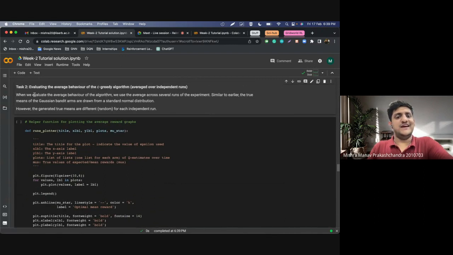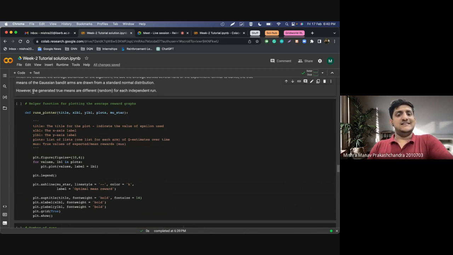So what we do is, when we evaluate the average behavior of the algorithm, we are trying to basically average it over several runs of the experiment, similar to the earlier. So it means for one episode, I do the sampling from time step 1 till time step 6000, which I did earlier. That means I pull one of the arm for a total of 6000 time steps. After 6000 time steps is done, I again restart and I do it again. So I do this multiple times and then I average over several independent runs.